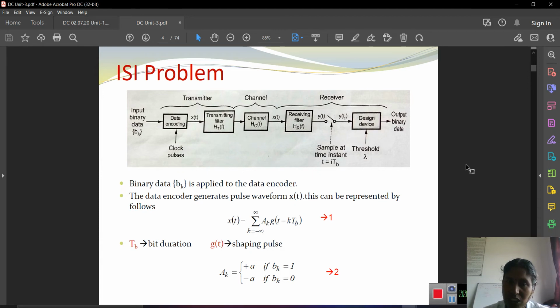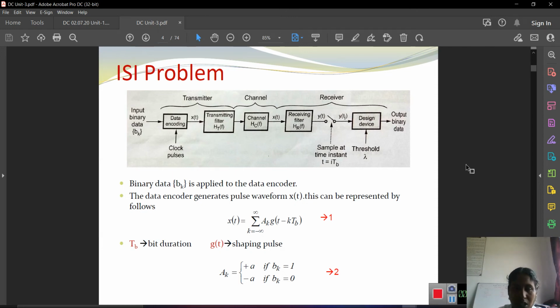Then next we move to the channel media, that is H C of F. After the channel, we get the channel output. Then it is moved to the receiving filter, that is H R of F. The output of the receiving filter is Y of T. We sample at the time instant t equal to i T B. So Y of T, we can write as Y of T i, that is i T B. Finally we go to the decision device. The decision is taken by a threshold, the lambda value. Finally we get the output binary data.